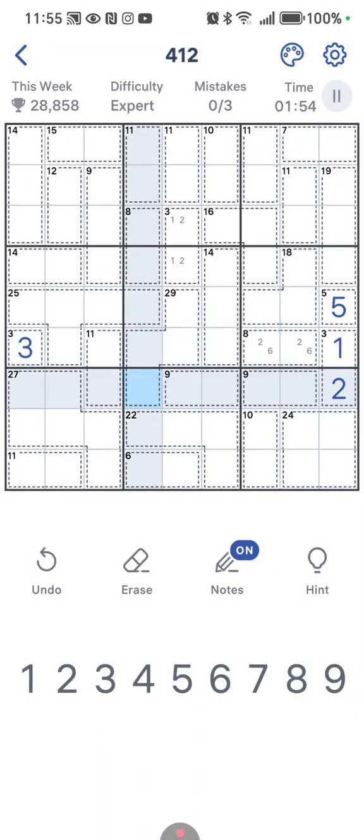This is a remainder. So 22 plus 6 is 28, plus 9 is 37, so that's an 8. This is a remainder. 27 plus 11 means this is a 7. So this is 4. Oh, this is a remainder as well. 14 plus 15 is 29, plus 12, 41.